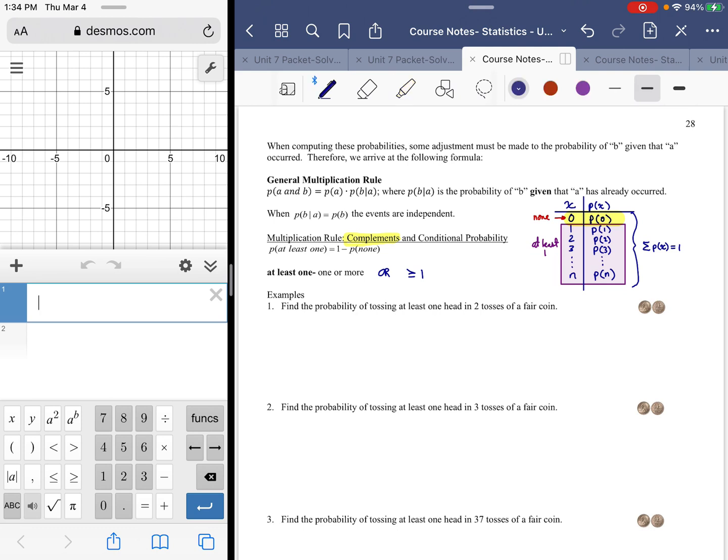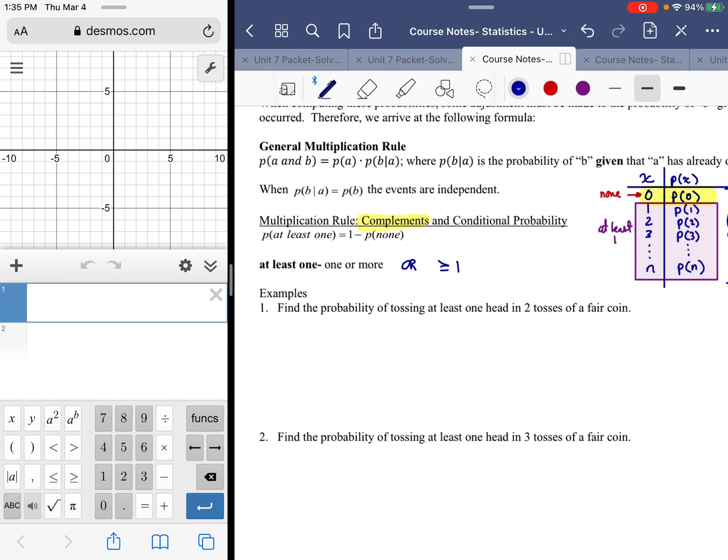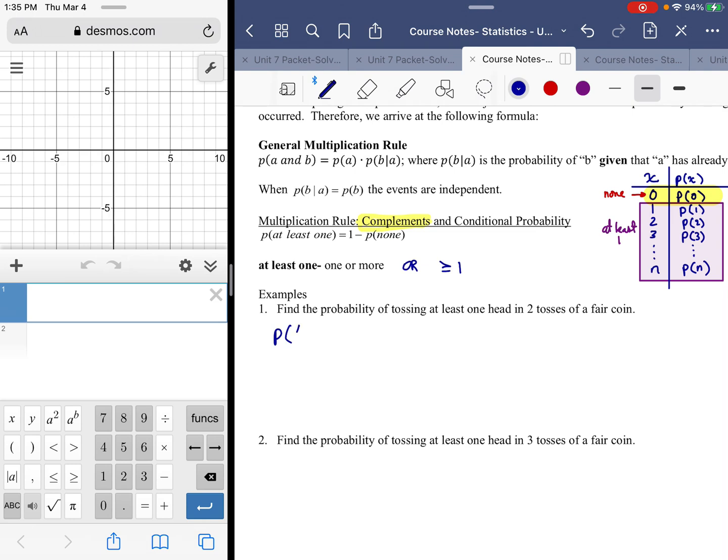It's in a lot of ways a little tricky to get your bearings with or get a good understanding of, but when you start getting into examples, it starts to make a lot more sense, right? So looking at number 1, find the probability of tossing at least 1 head in 2 tosses of a fair coin. So if we use this model, probability of tossing at least 1 head. By rule, that would be the same as saying 1 minus the probability of tossing 0 heads.